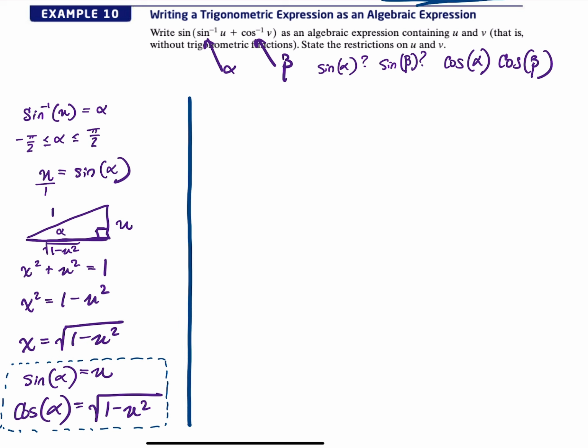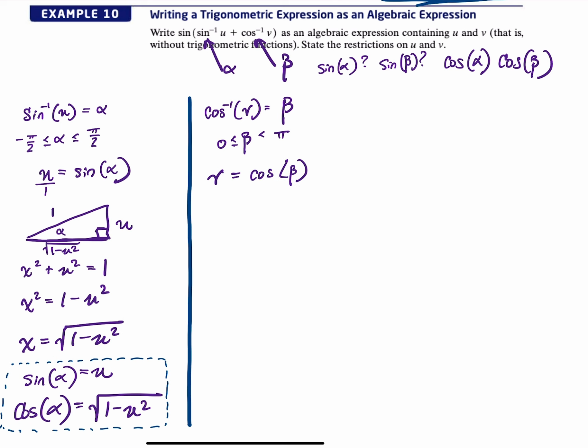Now let's do the same thing for v. We can say the inverse cosine of v equals beta. We know beta needs to be in between 0 and pi. That's the restricted output of the inverse cosine. So we can take the cosine of both sides and say v is equal to the cosine of beta.